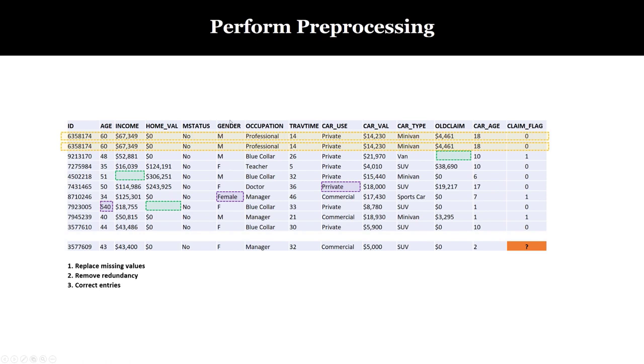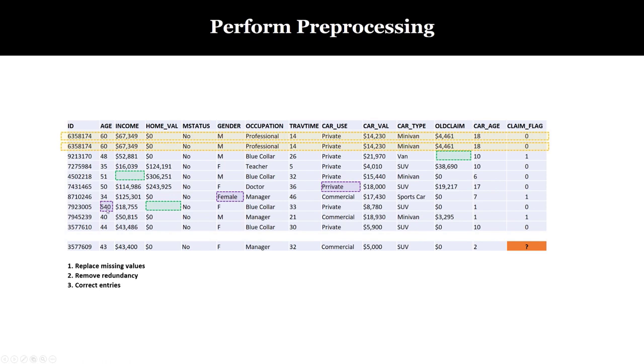Another thing here, under the gender column, most of the column, as you can see, is either male or female, M or F. Somebody put female here, which again will be considered as a third variable, which is not correct in this case. So, this needs to be corrected as well.